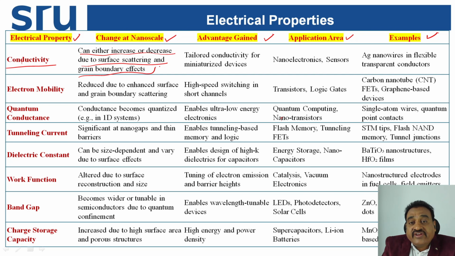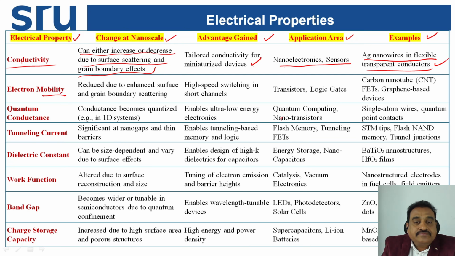What is the conductivity advantage? Tailored conductivity for these devices. So this property is used in nanoelectronics and sensors. Example: silver nanowires in flexible, transparent conductors. This is the conductivity property.